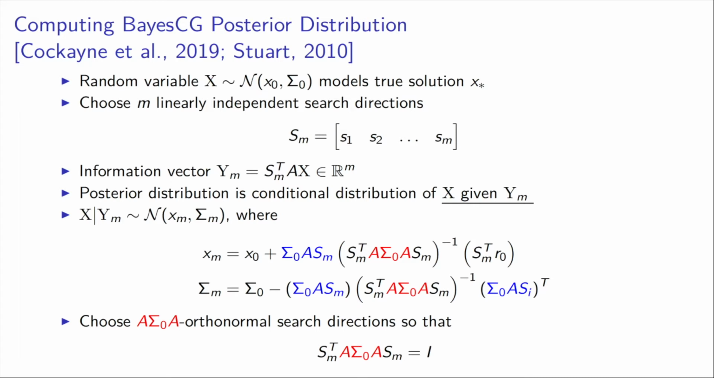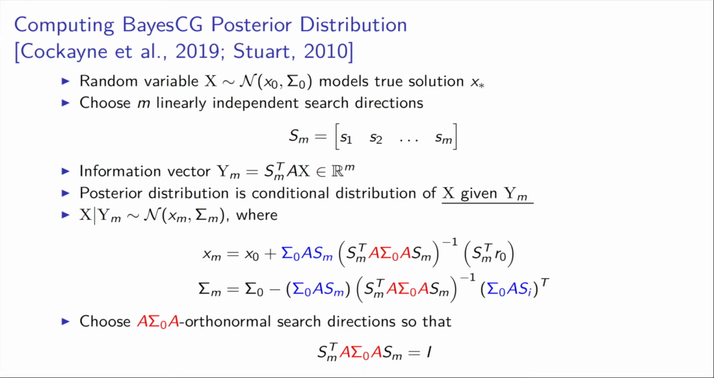So now I'm going to talk about how we actually compute the posterior distribution. You establish a random variable x that is distributed according to your prior distribution, and that random variable x models the true solution x star. We then choose m linearly independent search directions. Here they're listed as s1, s2 through sm, and they make up the columns of the matrix uppercase Sm. We then define an information vector ym as the matrix Sm transpose times the matrix A times the random variable x. We then compute the posterior distribution as the conditional distribution of x given ym, and that distribution is the normal distribution with mean xm, described in the first equation, and covariance sigma m described in the second equation.